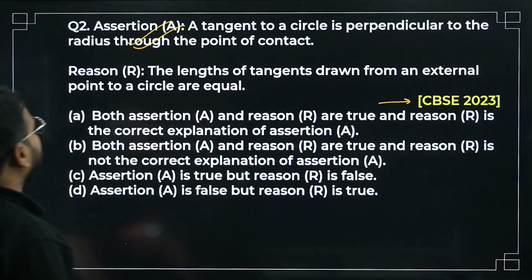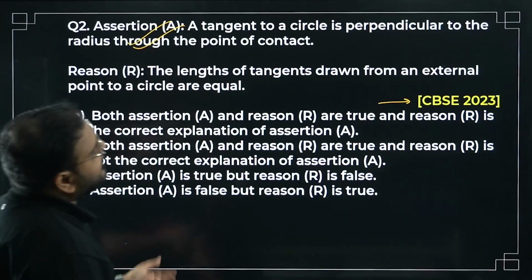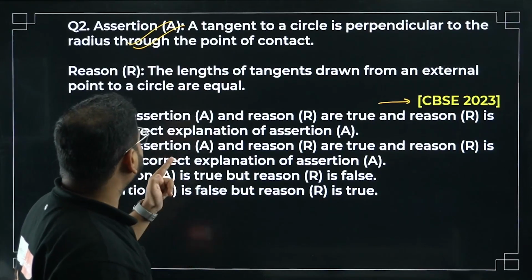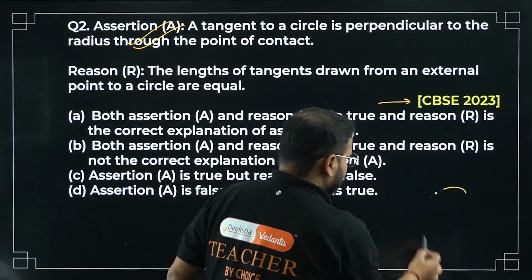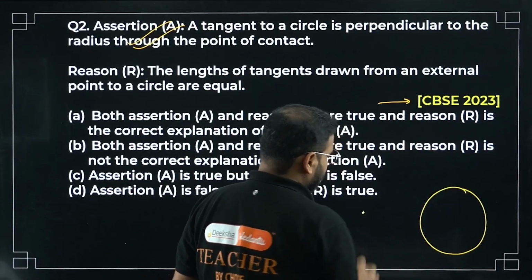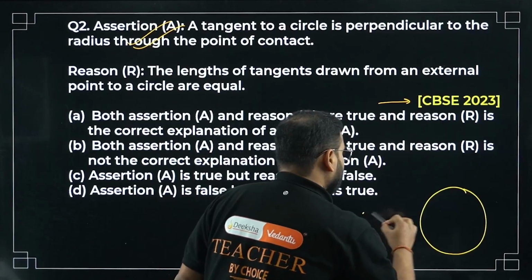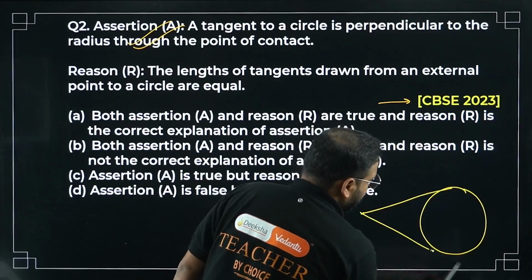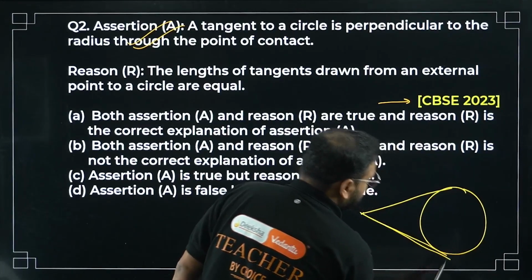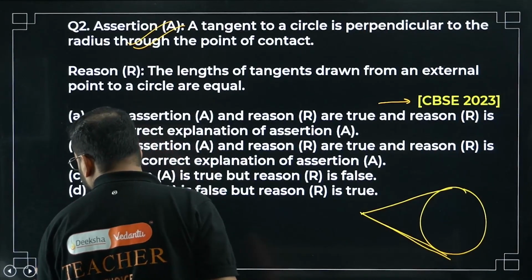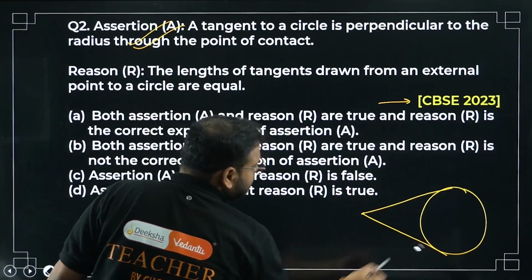Okay, this theorem: the lengths of the tangents drawn from an external point to a circle are equal. Correct? Take a circle like this, with an external point given over here. You draw 2 tangents like this, and they will be equal in length. All of you agree? Right?